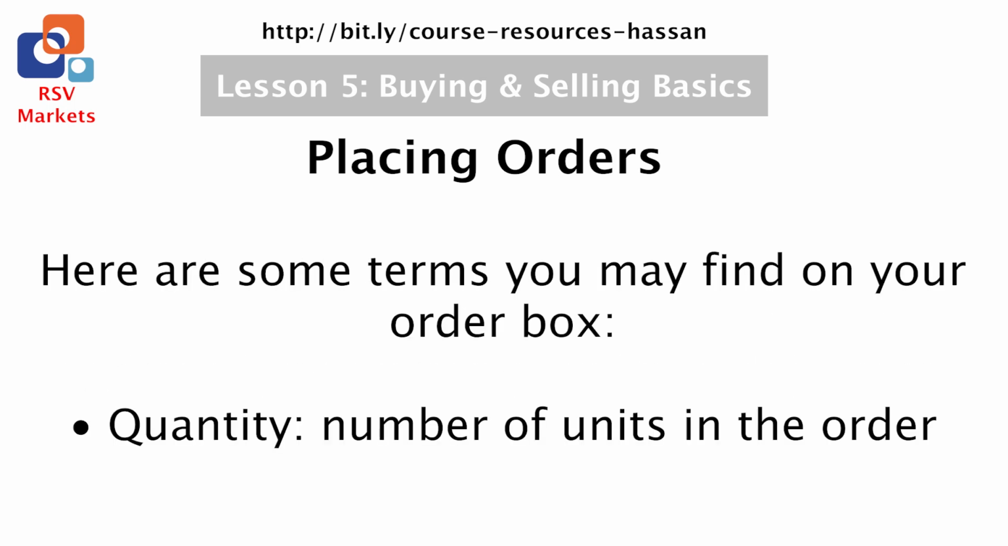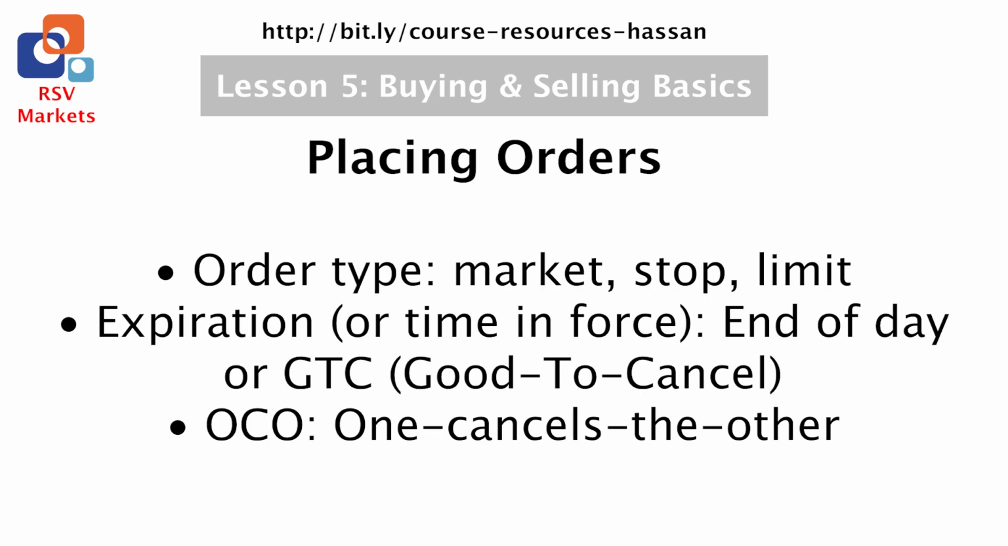Quantity, which is the number of units in the order. In stocks, this would mean how many shares, ETFs, how many units, and in currency, how much of the currency you will be buying or selling. Order type, market, stop, limit, as we've just explained them. Expiration or time in force, end of day or GTC, good till cancelled. This tells the trading platform whether you want this order to be cancelled at the end of the day if it hasn't been executed, or if you want to keep it open until you cancel it yourself.